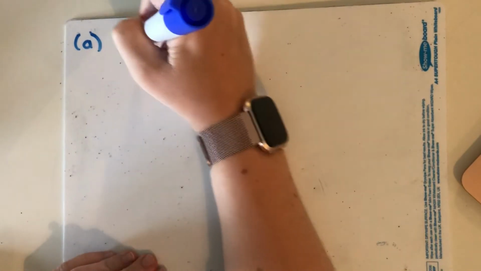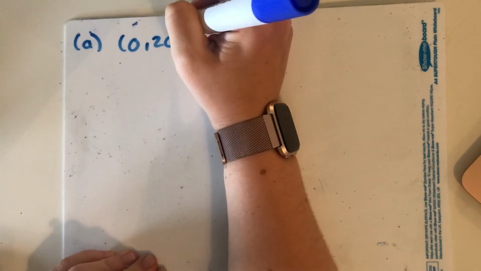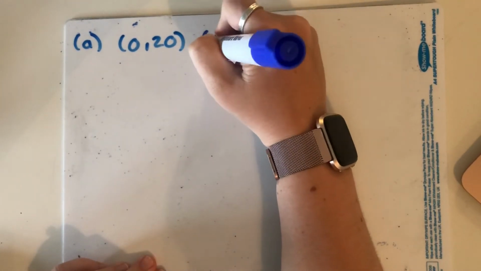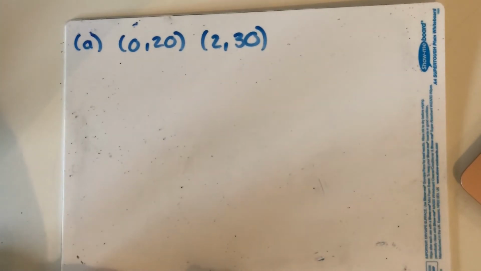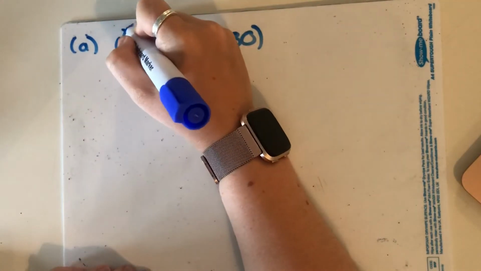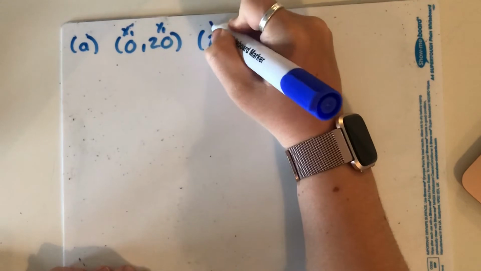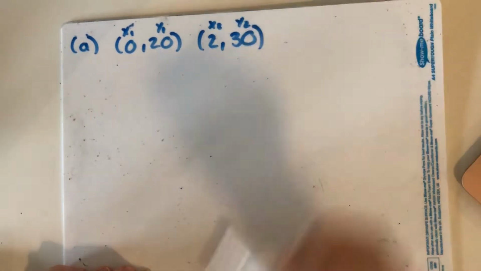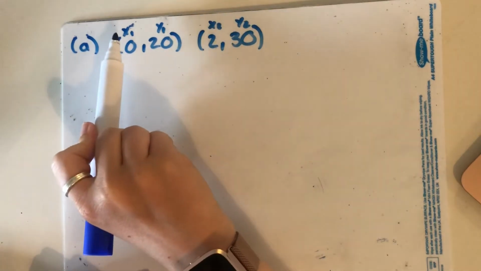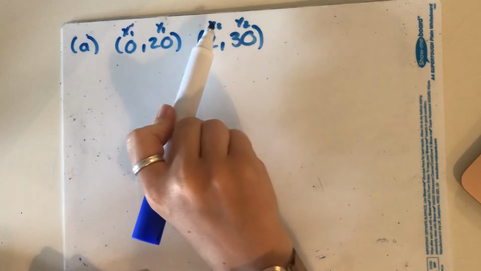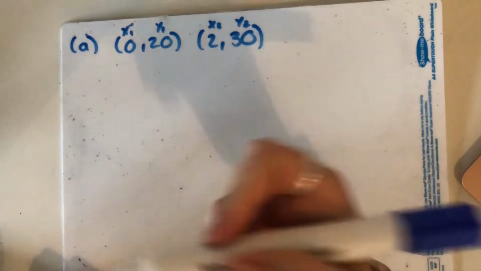All right, so on example A, the 2 points that you have lying on your straight line are 0, 20 and 2, 30. So these are the 2 points that we're going to use to calculate the gradient. So I'm going to label them x1, y1, x2, y2. As you start to get more confident with these, you don't have to label these x1, y1, x2, y2 every single time. It's just to get you into the habit.